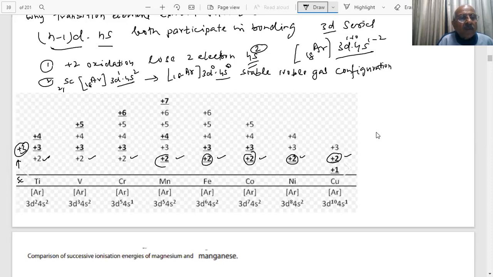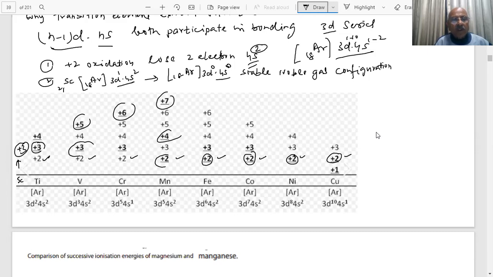Wherever there are dark lines, they are more stable. Can you see the dark ones? And how many maximum electrons can be lost here? 5.